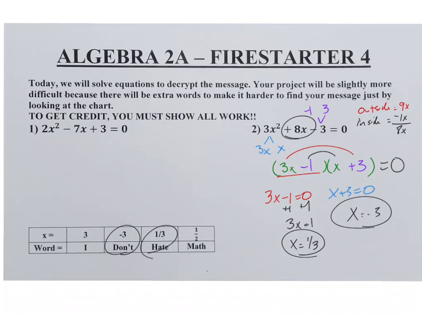Now your final copy should be what it looked like before I did any work. So your final copy is literally only going to have your equation and a chart, and that's it. So you should have 4 equations.